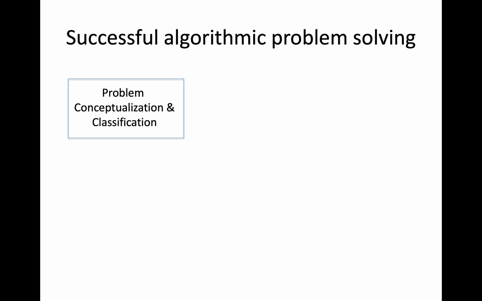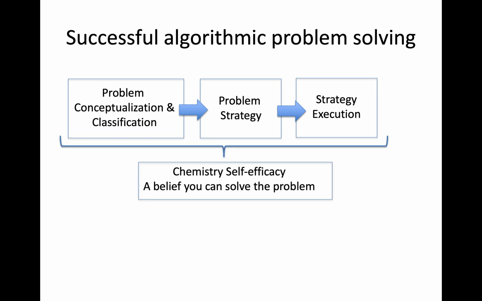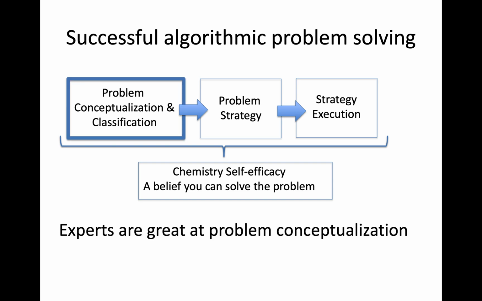What leads to successful algorithmic problem solving? Well, it begins by problem conceptualization and classification, followed by having a strategy, being able to execute that strategy, and then finally the self-efficacy of the problem solver, a belief that they can solve the problem and persist as they move through it. If we think about these, the first one, problem conceptualization and classification, experts are great at problem conceptualization. By simply reading even part of a question, oftentimes an expert can say, oh yeah, I know exactly what I need to do in this scenario.